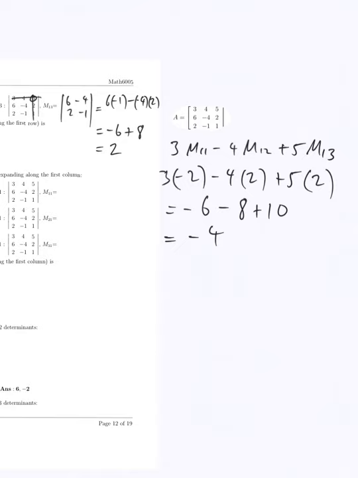Try the second part yourselves: instead of going across the first row, go down the first column. You should get the same answer, and then try exercises A, B and C here.